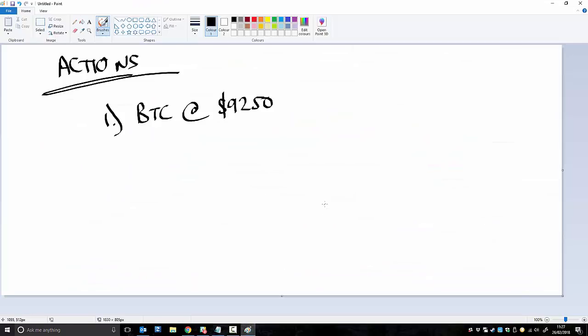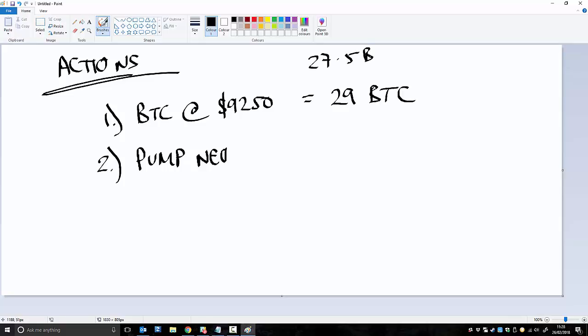Yeah, so that's that. And then what I'm going to be doing, slightly controversial, is pump Neo. So from here, I'm going to be getting around 29 Bitcoin. I'm quite pleased because I've done another Bitcoin sidestep. When I got out of Bitcoin originally, I had 27.5 Bitcoin. So if I get filled here, I'll have 29. And if this happens, then my Neo trade won't have been a disaster, and I'll still be in profit, which is good.